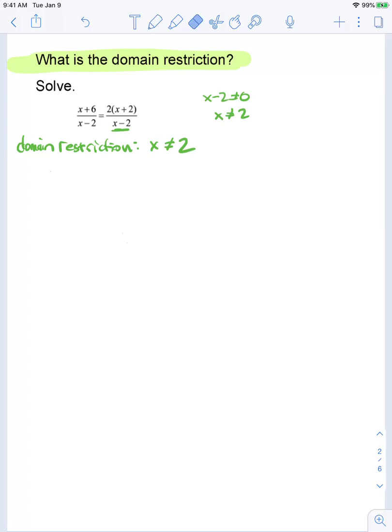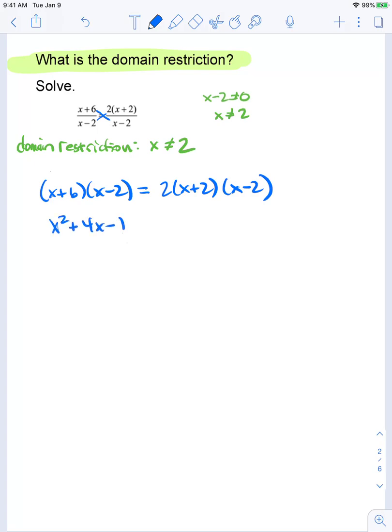When we solve this equation, since it's already set up as a proportion, let's go right ahead and use the cross products method for solving our proportion. We're going to get x plus 6 times x minus 2 equals 2x plus 2 times x minus 2. Distribute: x squared plus 4x minus 12 on the left is equal to 2 times, and I'm going to combine these together to get a difference of squares, since I can see that they're conjugates. Distribute that 2 on the right.